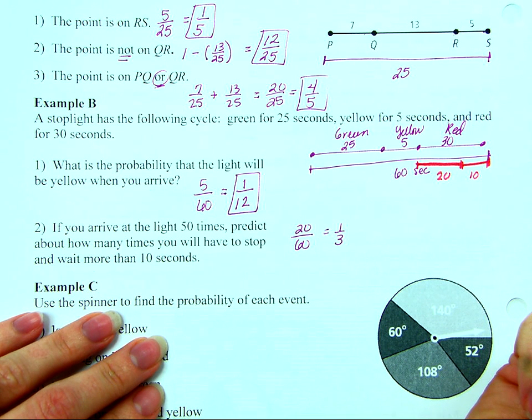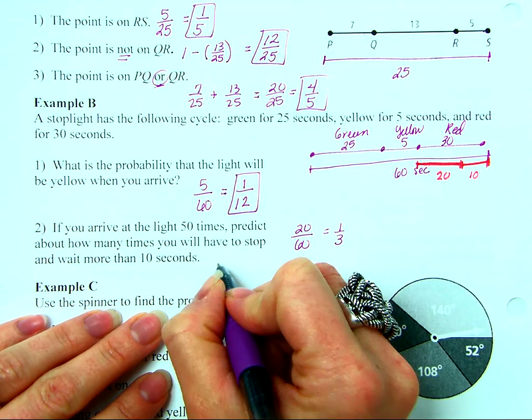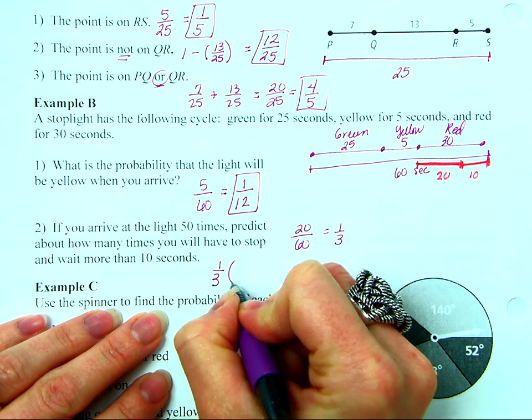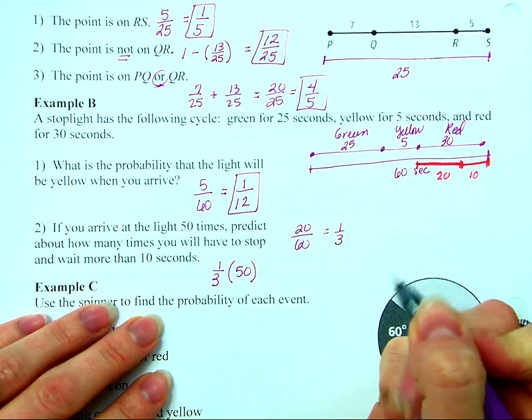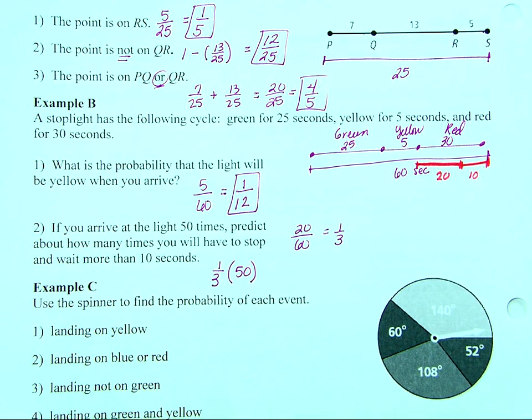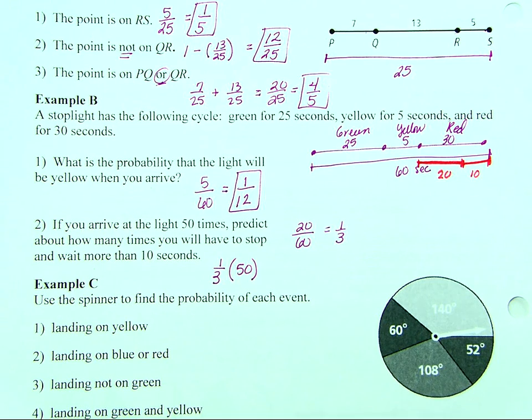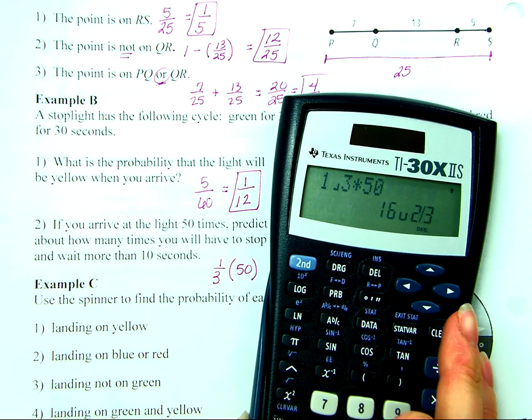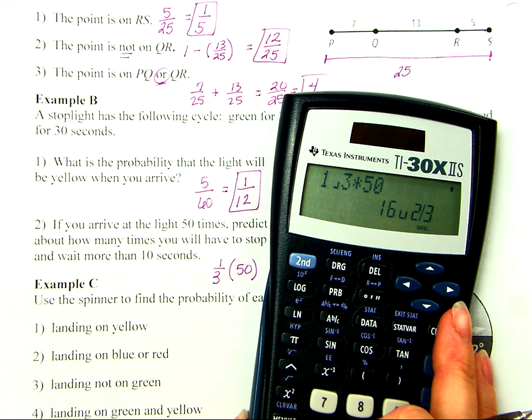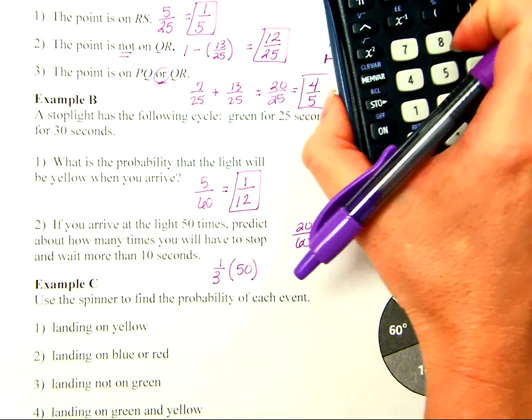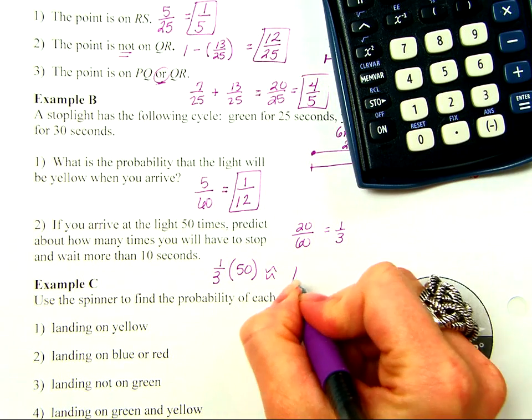Well, how many times is that going to cause me to have to wait more than 10 seconds if I arrive about 50 times at the light? Well, we just simply need to know what 1/3 of 50 is. And when you multiply that out, you're going to get something like this. And since we are going to estimate about how many times that is, they did round that to the nearest whole number. So approximately it's going to be about 17 times.